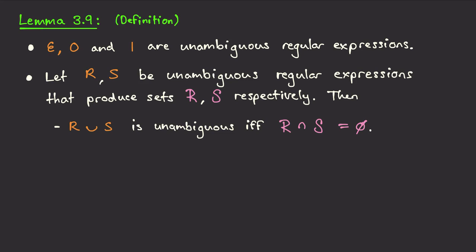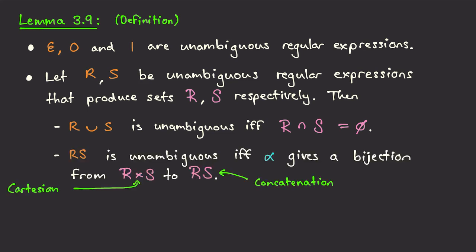The regular expression RS is unambiguous if the map that forgets punctuation gives us a bijection from the Cartesian product of pink R and pink S to the concatenation product of pink R and pink S.